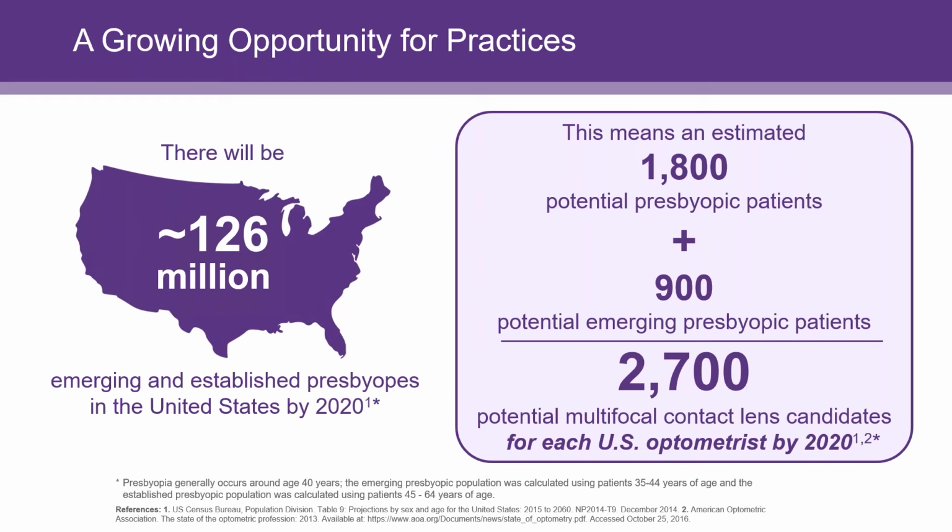So let's talk a little bit about multifocal lenses. Up on your screen right now, you're going to see that there's a growing opportunity for practices. There are going to be 126 million emerging and established presbyopes in the US by 2020. So that's by next year. Now, if you do the math, that means there's an estimated 1,800 potential presbyopic patients and 900 potential emerging presbyopic patients, so 2,700 potential multifocal contact lens candidates for each US optometrist by 2020. Just remarkable. So it is a big market.